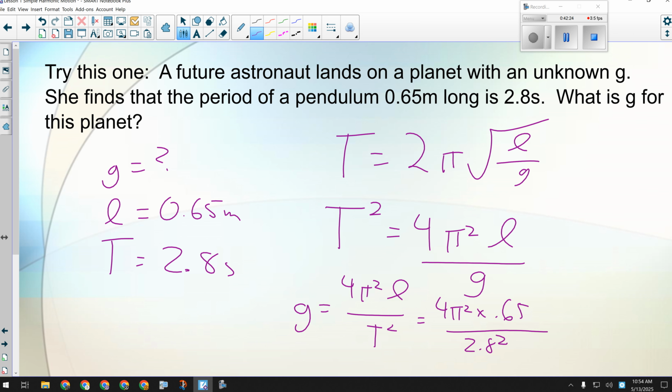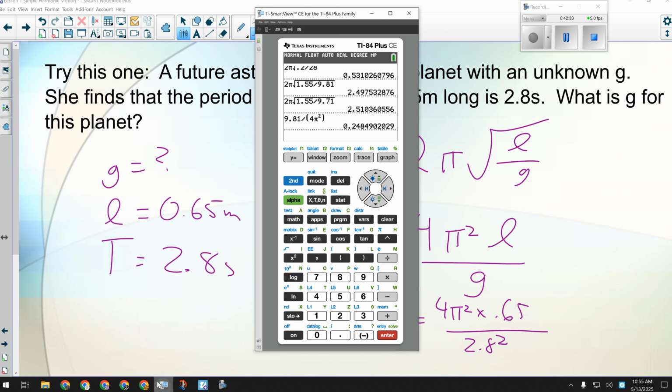What do you suppose the most common thing people forget to do is? Actually square T. They'll remember the 4 pi squared part all the time, but they'll forget to square T all the time. All right, so we got 4 pi squared times 0.65, divided by 2.8 squared. So g on that planet is 3.3 meters per second squared, or newtons per kilogram. It's the gravitational field strength on that planet.